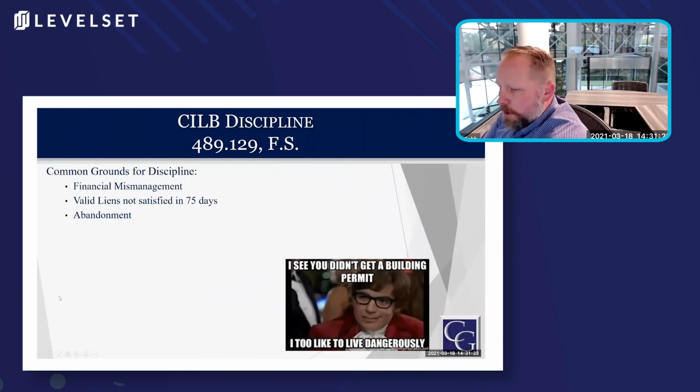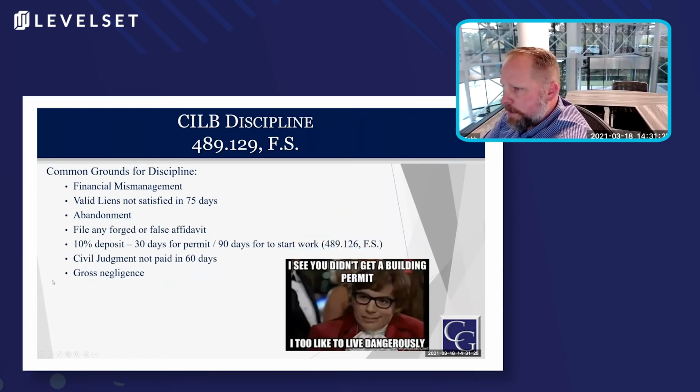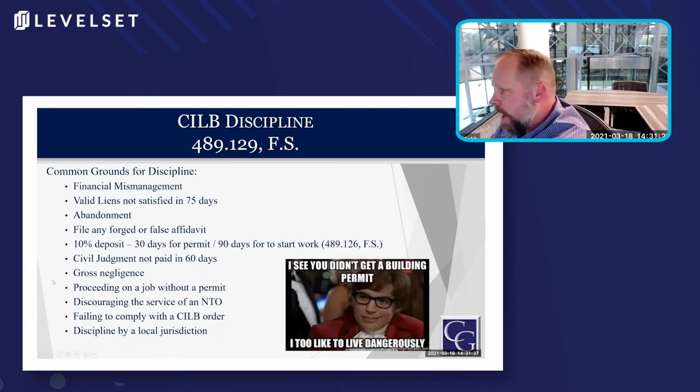And so very quickly, some grounds for discipline of the license. These are the most common that I saw. The top three are probably the most egregious: financial mismanagement, valid liens not satisfied in 75 days, and abandonment. Those top three will open you up to a recovery fund claim, in which case the state will actually pay the damages and then come after you for reimbursement. And if you don't reimburse the state, you lose your license.